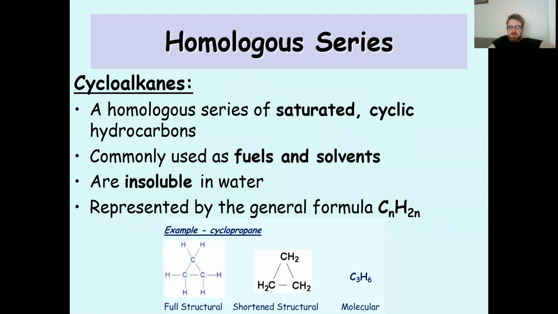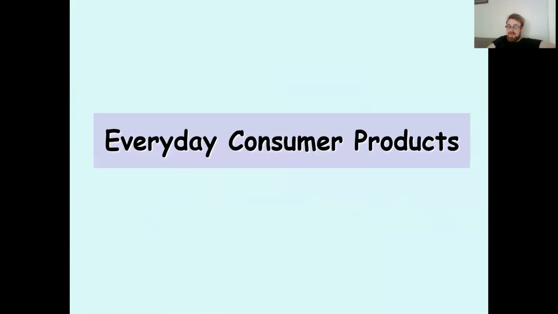Okay, cycloalkanes are saturated cyclic hydrocarbons. They exist in a cycle, in a circle. That's why they're called cycloalkanes. Commonly used as fuels and solvents, insoluble in water, and they also have the general formula CnH2n. Okay, simple as that. And that is almost everything you need to know for homologous series.